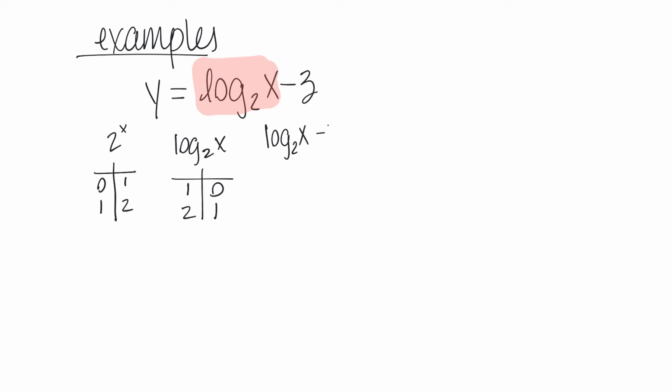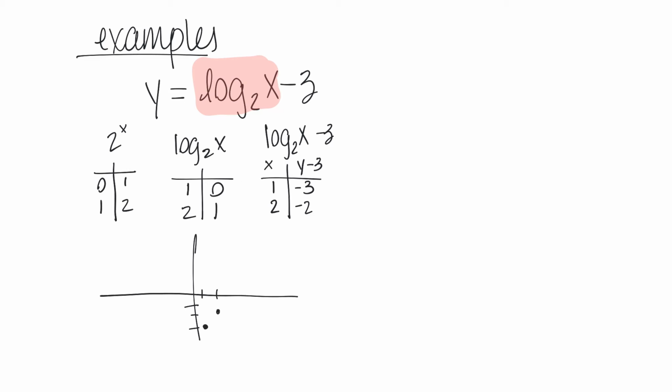And then take it a step further. The log base 2 of x minus 3 means that we need to subtract 3 from all of our y's. So my x's aren't going to change, but my y's need to all go down by 3, because my mapping notation is going to be y minus 3. So 1 minus 3 is negative 2. If you go and graph this, you're going to go to 1, negative 3, and 2, negative 2. So it's going to look like this. All we've done is just drop it down a little bit. Make sense?